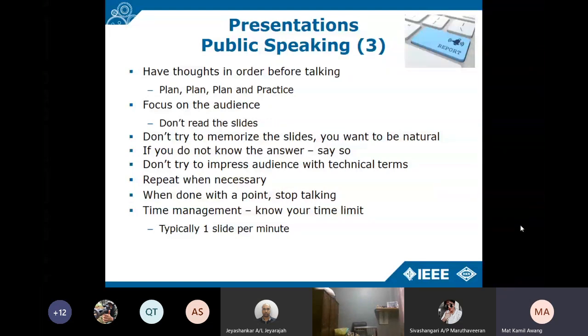And an important one is time management. You know your time limit. Typically one slide per minute. It depends, maybe more, right? It depends on what is suitable. If your presentation is about half an hour, sometimes people have 10 slides. Some people have 30 slides. One slide per minute. Some people take 3 minutes per slide.